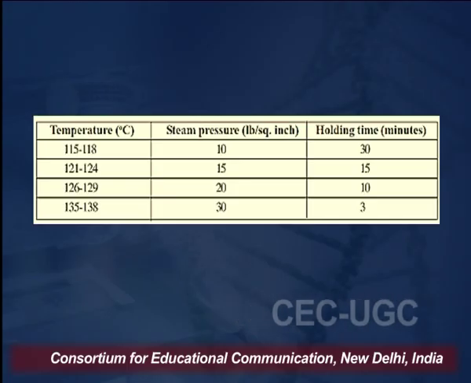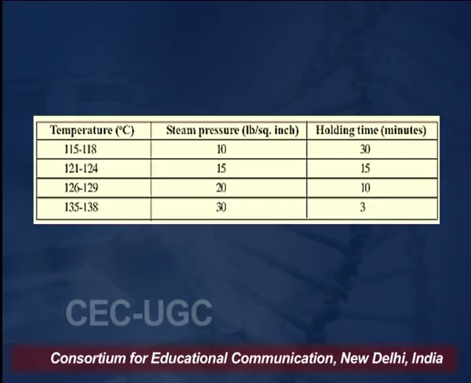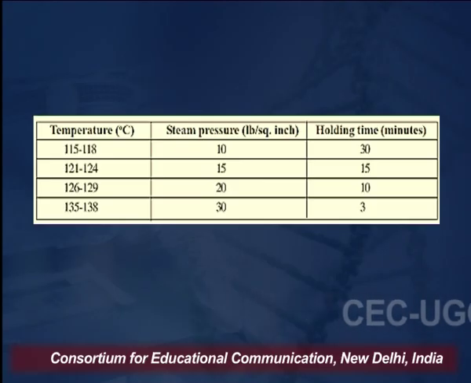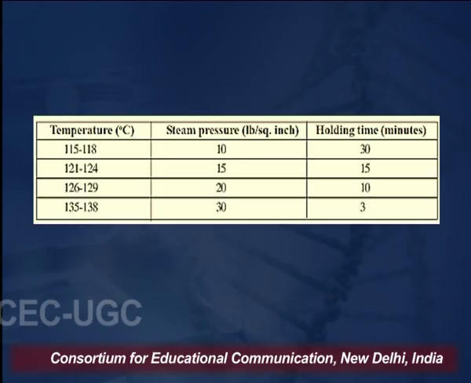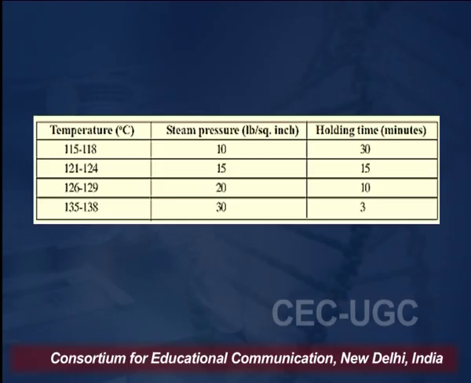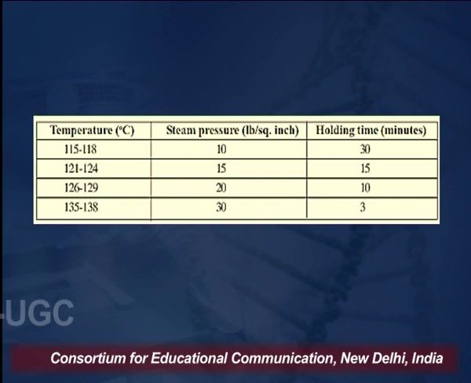So, these are the categories depending upon the temperature. If you want to maintain the temperature of 115 to 118 degrees Celsius, then the pressure has to be 10 psi and the heating time should be 30 minutes. If you want the temperature to be 121 to 124, the pressure has to be 15 psi, and you have to maintain that temperature and pressure for 15 minutes for the complete degradation of the microbes.